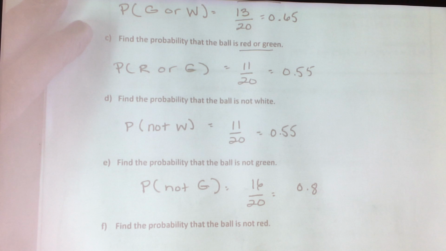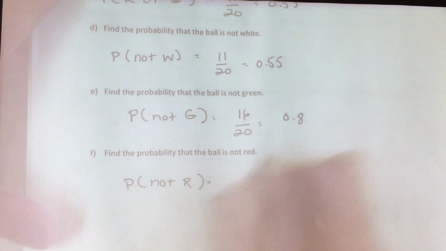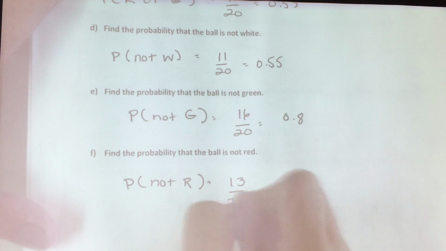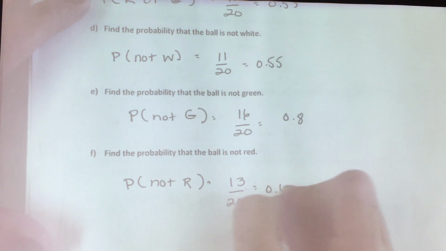And then find the probability the ball is not red. So the probability that the ball is not red is 13 out of 20 that the ball is not red. And that is 0.65.